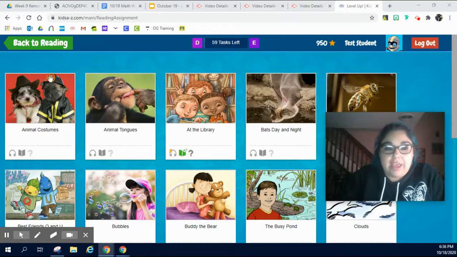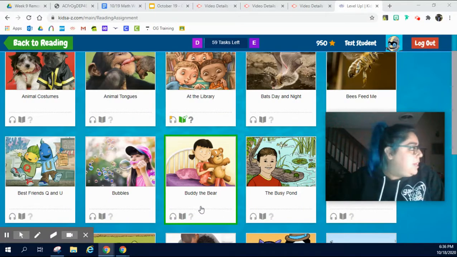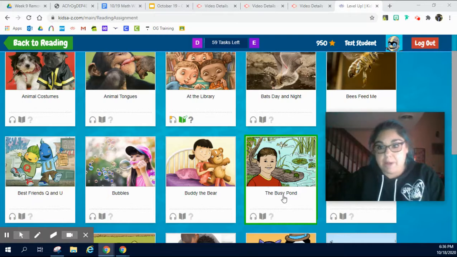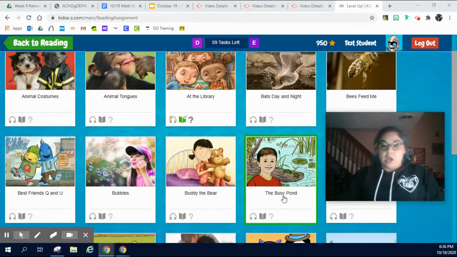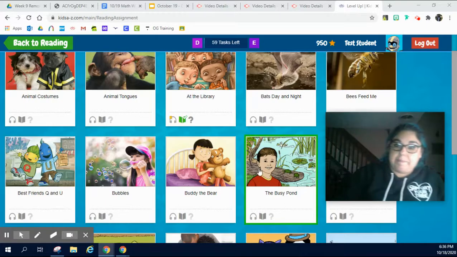So if you look here, the picture of the bat and the bee, those are nonfiction books, which tell us real life things about these bats and bees. Whereas if you look here at Buddy the Bear and the Busy Pond, those are what you call fiction books, and they're make-believe stories. All right.